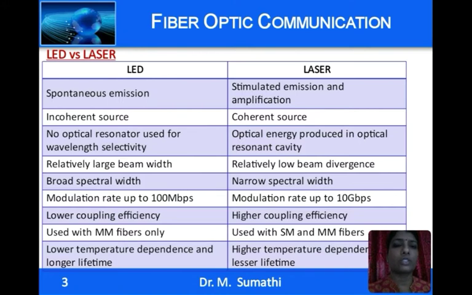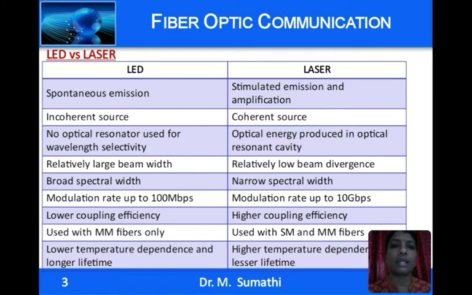LED is an incoherent source, whereas laser is a coherent source. That is, the light is of the same frequency and a constant phase difference is maintained. For LED, no optical resonators are used, whereas in laser, optical cavity resonators are used for light amplification and wavelength selectivity. The beam width for the light emitted by an LED is large, whereas it is narrow in the case of a laser. The spectral width of LED is broad, that is, the range of frequencies over which light is emitted is broad in LED and it is narrow for a laser.